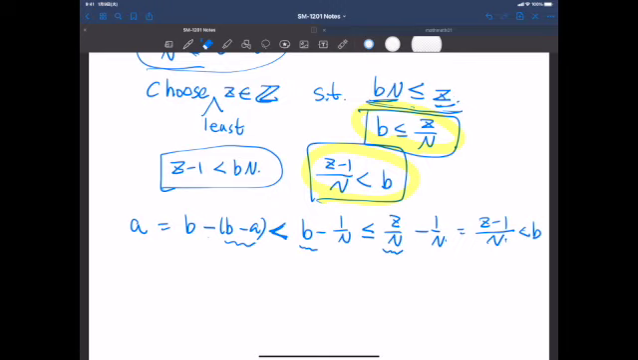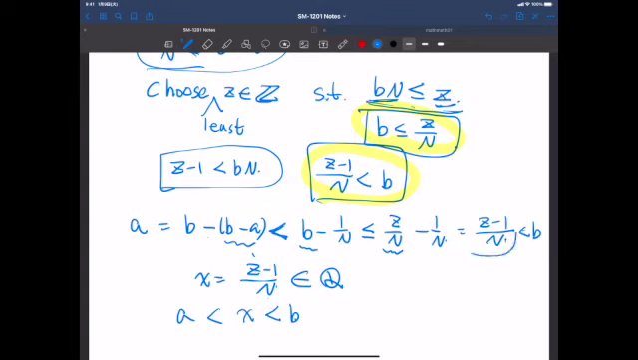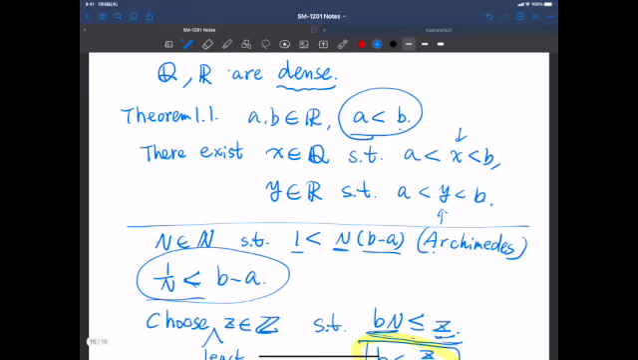Okay, so that means if we define x as (z minus 1) over n, which is a rational number because z is an integer, and 1 is an integer, and n is an integer. So this x is a rational number. Then this x is between a and b, right? So we have proved half the theorem. So this part is proved.